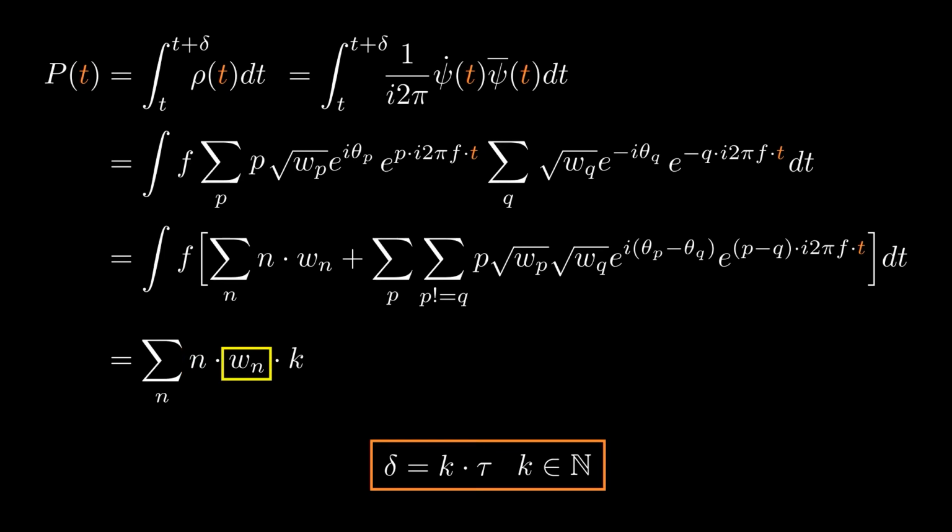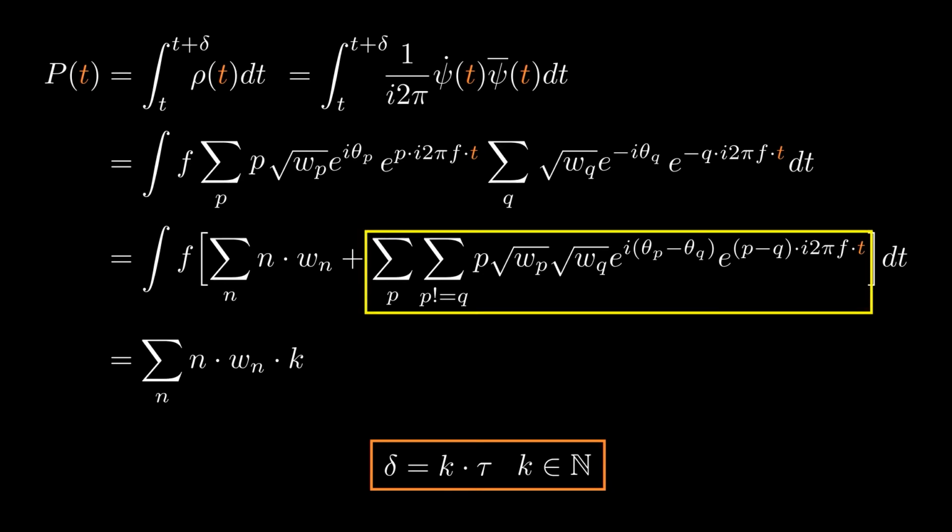The weight Wn, representing the number of channels that operate at the frequency n, and the duration k, which is the time interval measured in the units of tau. This summation represents the basic counting rule. The actions produced by a composite system is the sum of all actions produced by its subsystems.